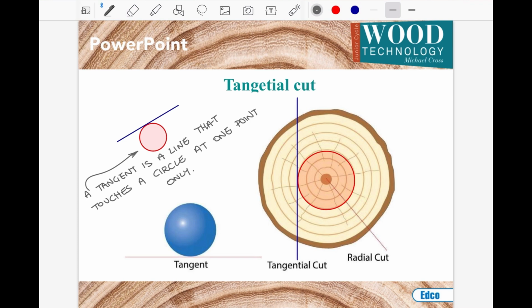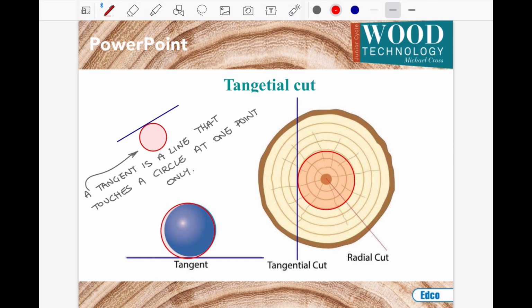And look there, they are showing you a sphere with the same setup. It's the same idea. A line, and there's my line. It touches a circle at one point only. Right? Tangent.